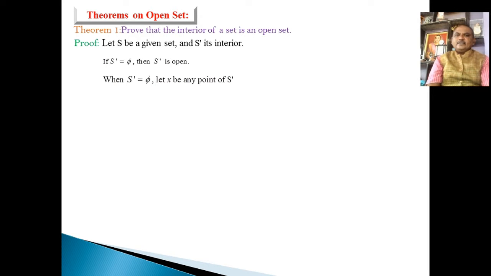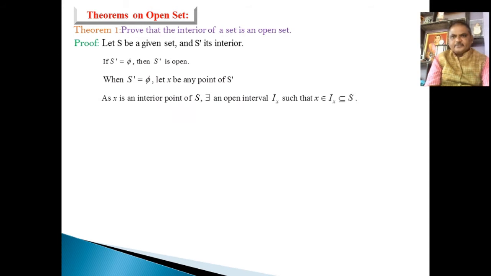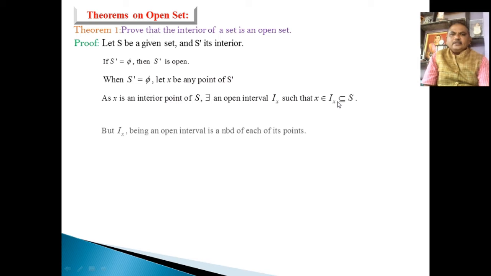When S' is not equal to φ, this is a print mistake. S' is not equal to φ means S' is not the empty set. Let X be any point of S'. As X is an interior point of S, X being any point of S' means X is an interior point of the set S, and by the definition of interior point, there exists an open interval Ix such that X belongs to Ix, which is a subset of or equal to S.